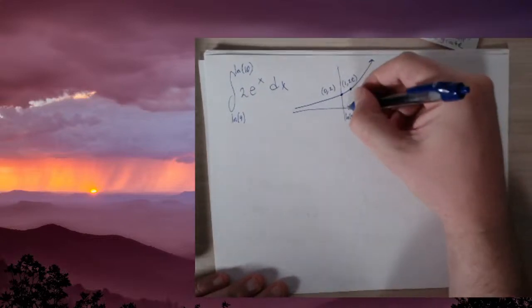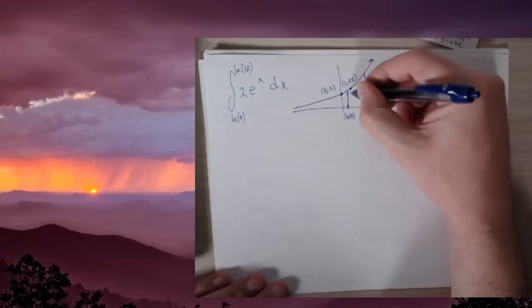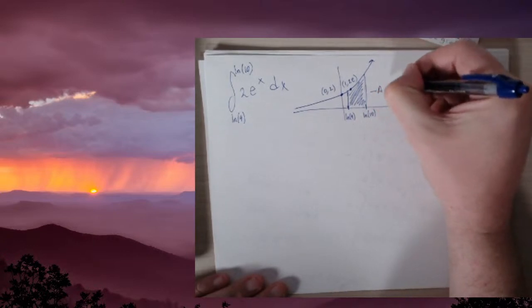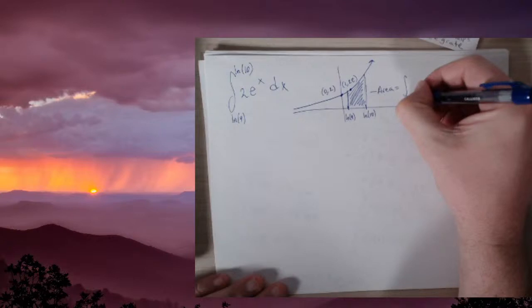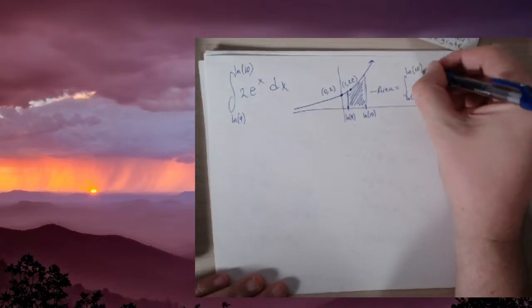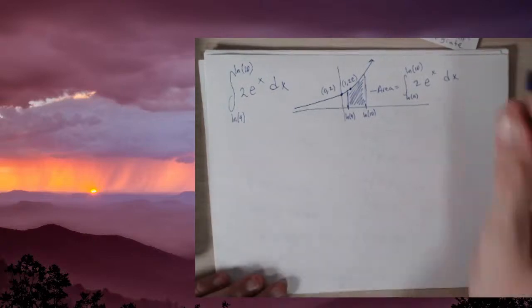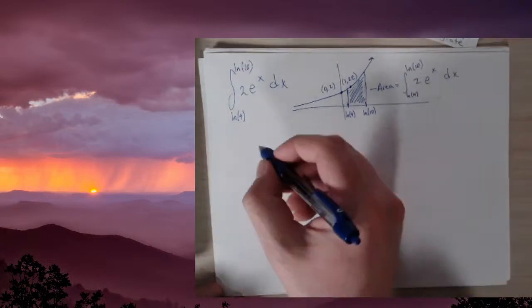Cool. So what is this? This integral, remember, is this area. The area is equal to this integral, which is what we're finding. I mean, geometrically, that's what we're after. That's the point. So let's do it.